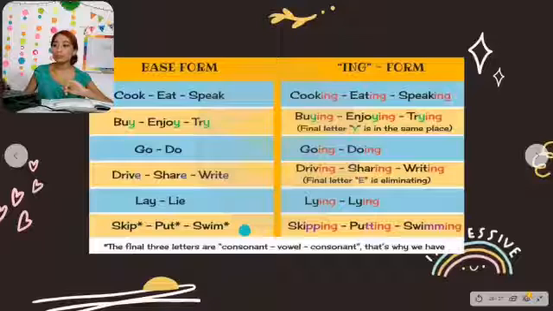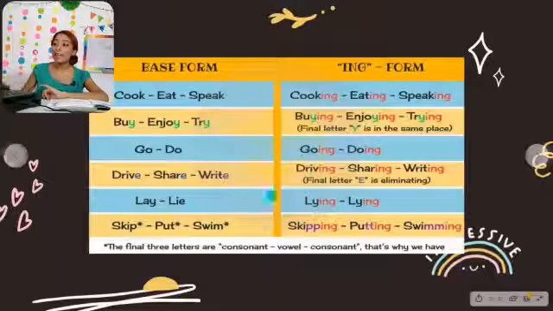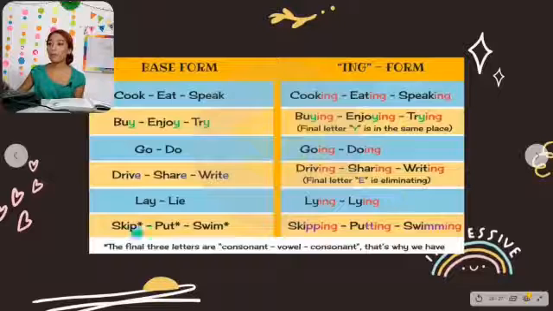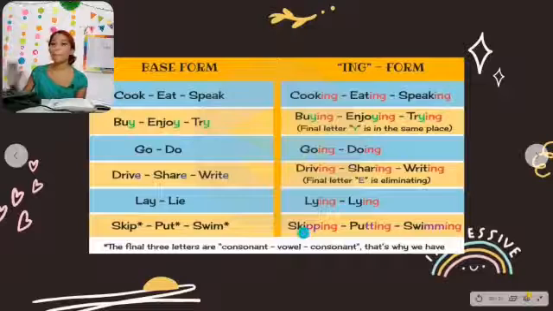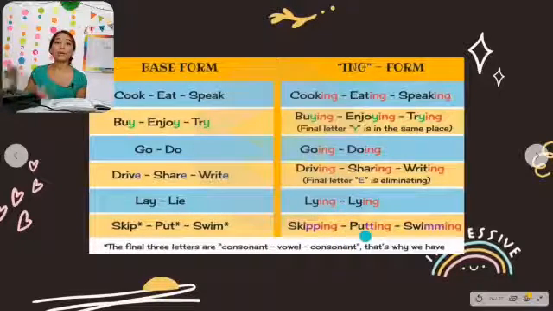Okay, we have some other examples. When the three final letters are consonant, vowel, consonant. Consonante, vocal y consonante. Recuerda que las vocales son estas, and the consonants are the rest. Okay, we have skip, K, I, P, P, U, T. In this case, W, I, M. You are going to double the last consonant. For example, skip. Vas a volver a escribir otra P y vas a agregar ing. Or put. You are going to double the T and write ing. And also swim. You are going to double the M and add ing.